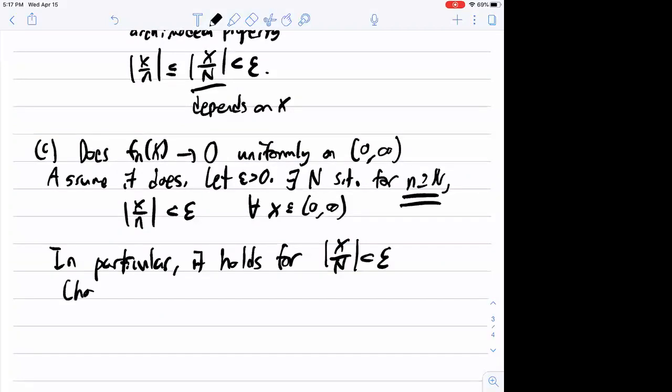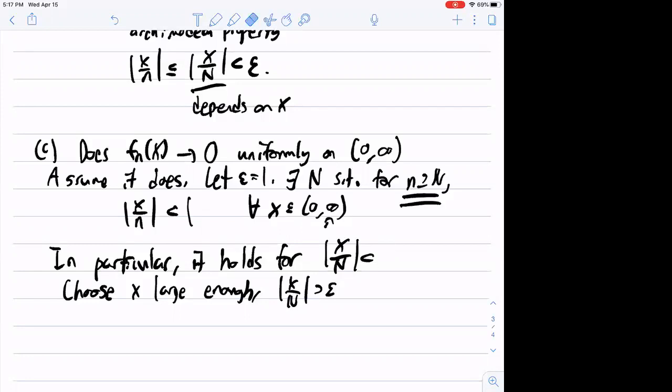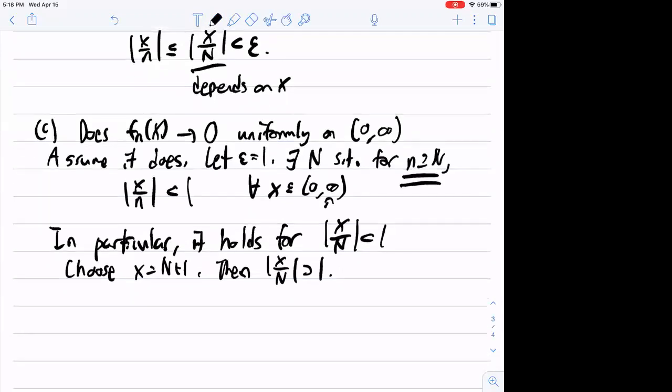You choose x large enough. I mean, x goes all the way to infinity, so the value of x over n is going to be bigger than epsilon. If you really want to be pedantic, this is how. If we assume it converges uniformly, it has to hold for all epsilon. So let's just choose epsilon as 1. Then there exists N such that this is true, and in particular it holds for this. So in this case, you just choose x to be N plus 1. Then x over n is bigger than 1. So you see, it doesn't converge uniformly on 0 to infinity. You just pick a large enough value for x.